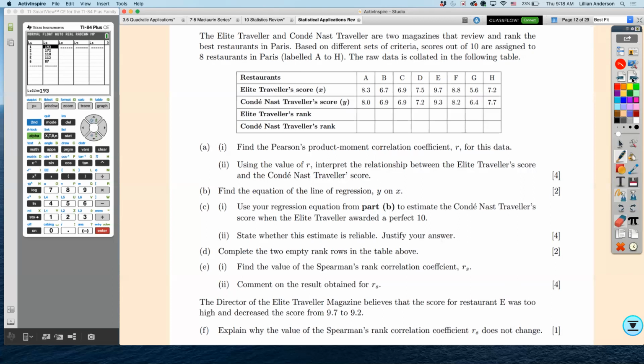The Elite Traveler and Nash Traveler are 2 magazines that review and rank the best restaurants in Paris. Based on different sets of criteria, scores out of 10 are assigned to 8 restaurants in Paris labeled A through H. The raw data is collated in the following table. We have Elite Traveler scores, which are X, Nash Traveler scores, which are Y. We're going to find the Pearson moment correlation coefficient R for this data.